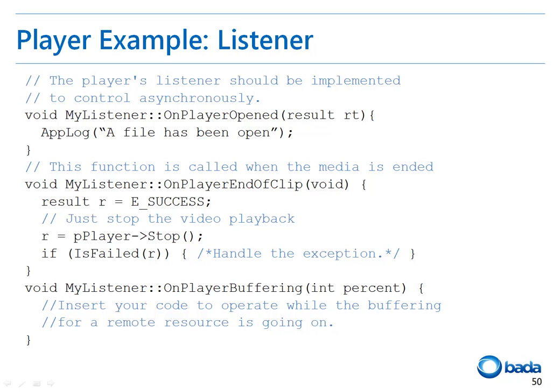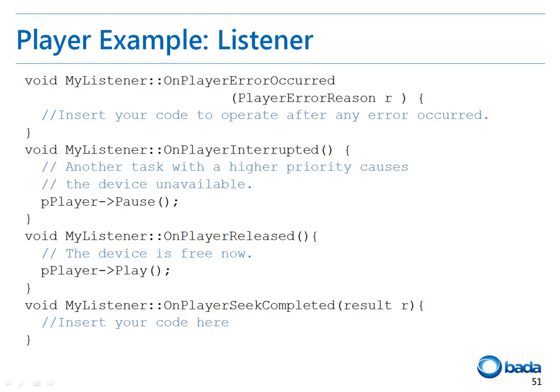The first function is onPlayerOpened. Since this function is called when a media file is opened, this function prints a message stating that a file has been opened. The onPlayerEndOfClip function calls the stop function of the player. The onPlayerBuffering is a dummy function. We also implement the onPlayerErrorOccurred function as a dummy function.